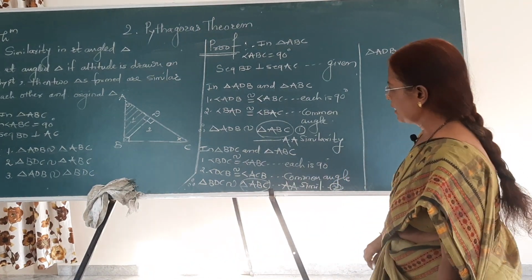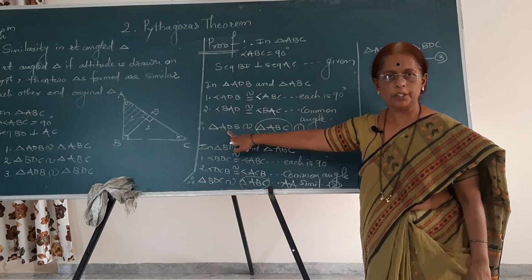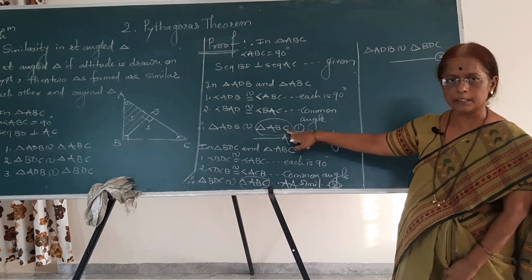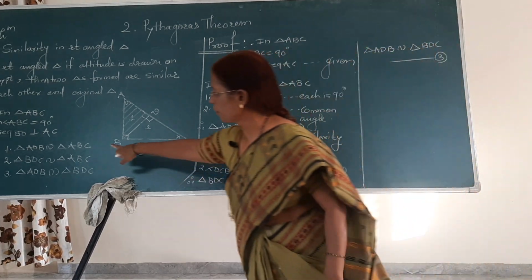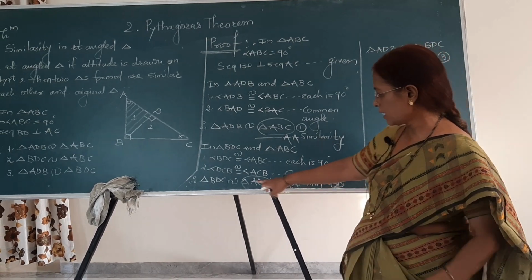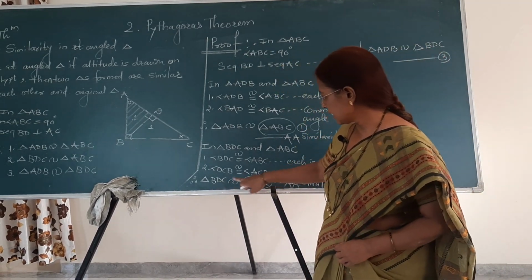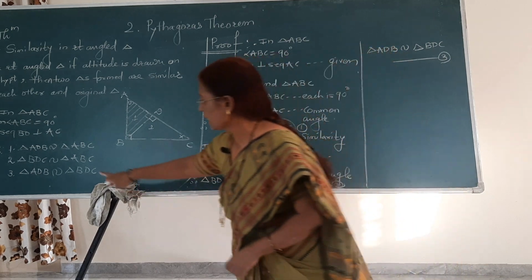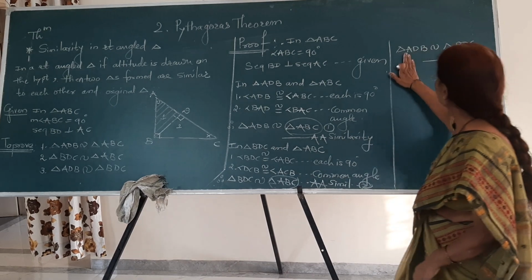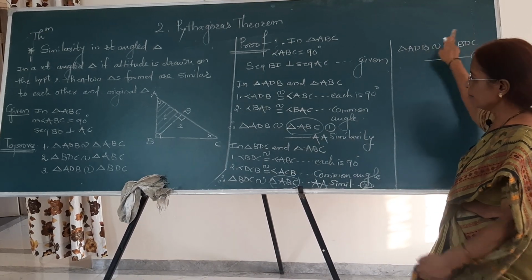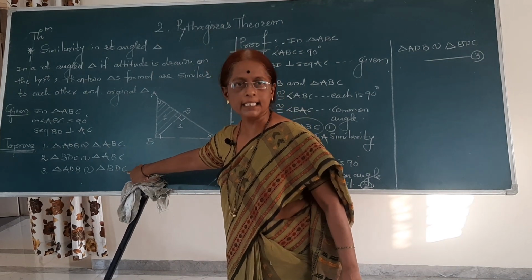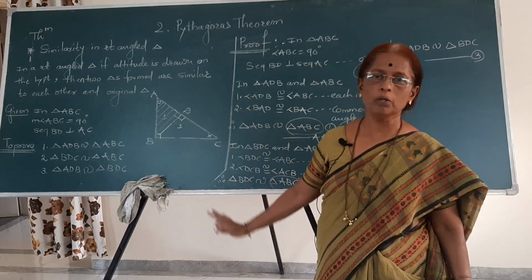So I think we got the answer. First equation we got triangle ADB is similar to triangle ABC. See, this is our first proof. Here we got the answer. And in the second equation, what we showed, triangle BDC is similar to ABC. And in the third, these two smaller triangles, ADB and BDC, they are similar to each other.